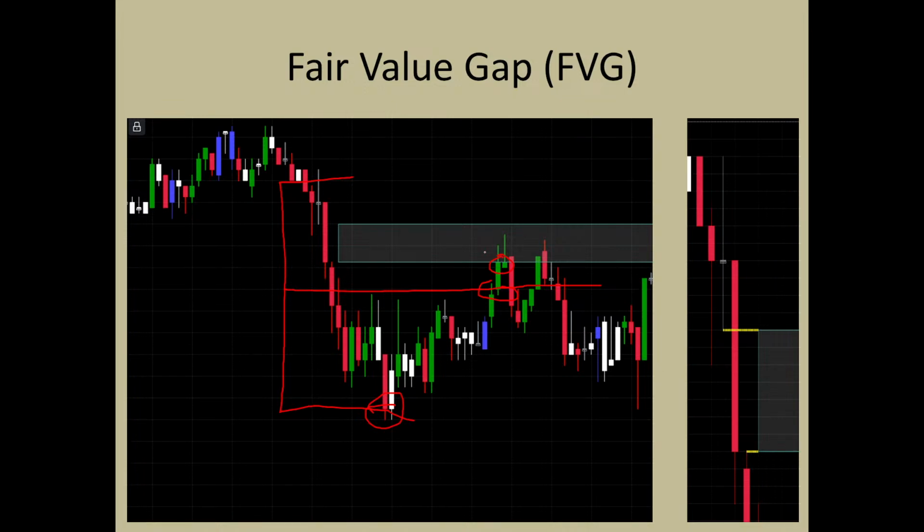Let me scan through here. Let me just make sure I've hit everything we talked about: the colors, linear regression, MACD. All right. Let's go look at some charts here real quick.